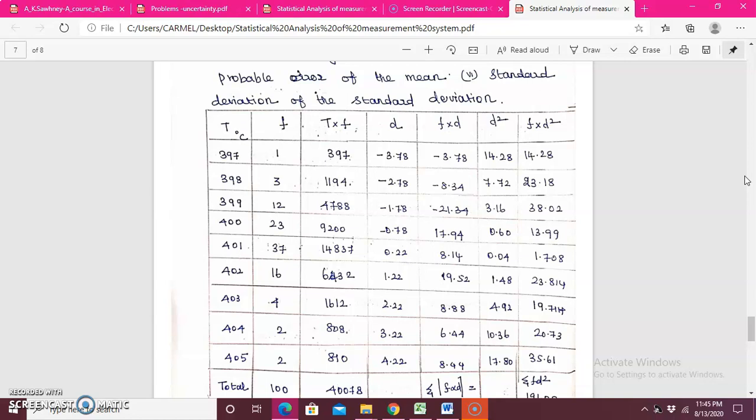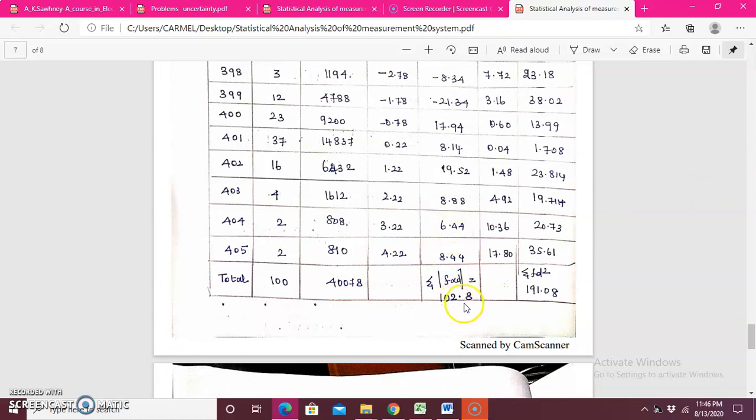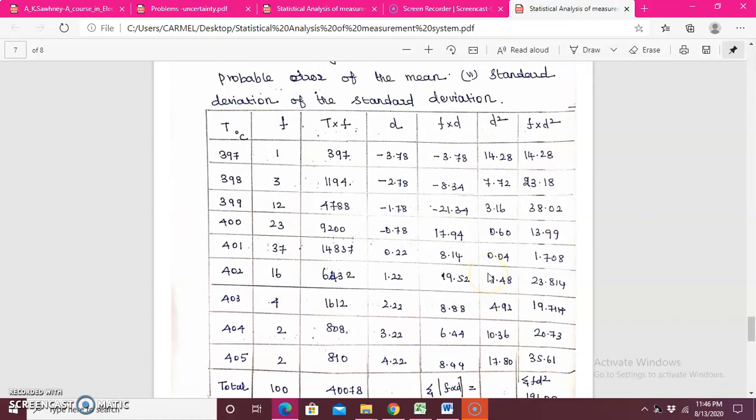After that, we have to calculate the deviation. So the deviation, which is nothing but x minus x bar. After calculating the deviation, you have to calculate the frequency into deviation. After calculating the individual values, you have to take the summation, that means summation of modulus of f into d. So summation of modulus of f into d will give you 102.8.